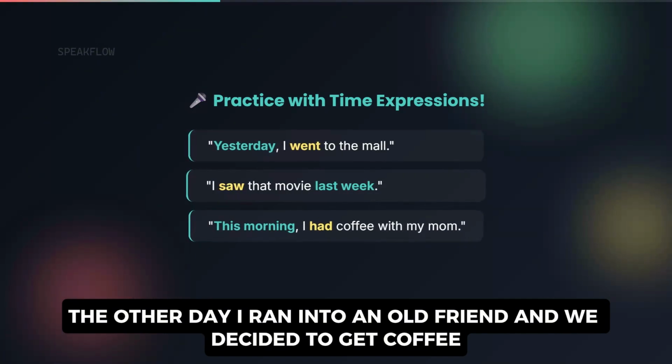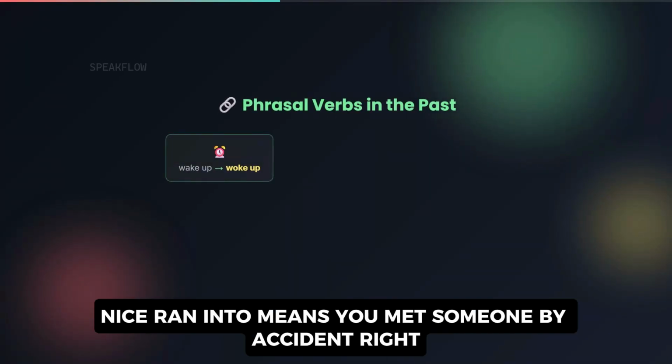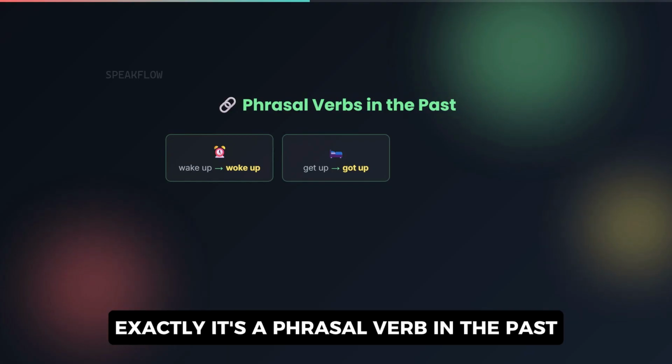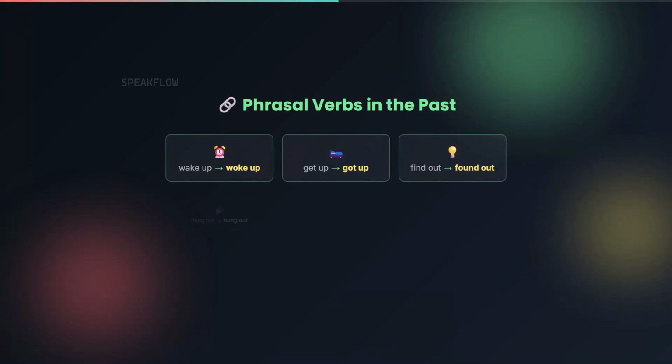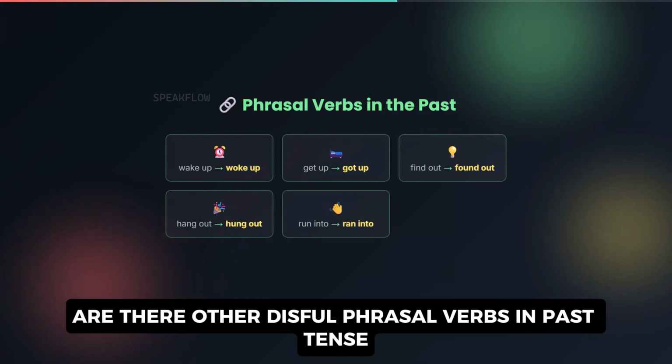The other day, I ran into an old friend and we decided to get coffee. Nice. Ran into means you met someone by accident, right? Exactly. It's a phrasal verb in the past. Run into becomes ran into. Are there other useful phrasal verbs in past tense?